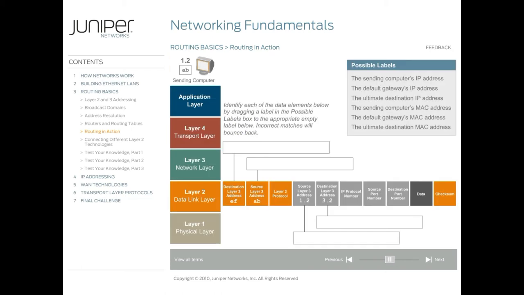Now that PC 1.2 is ready to send its data, let's take a look at the Layer 2 and Layer 3 addresses that are included in the frame and the encapsulated packet. See if you can identify each of the data elements on screen by dragging a label from the Possible Labels box to the appropriate empty label on screen. Incorrect matches will bounce back.